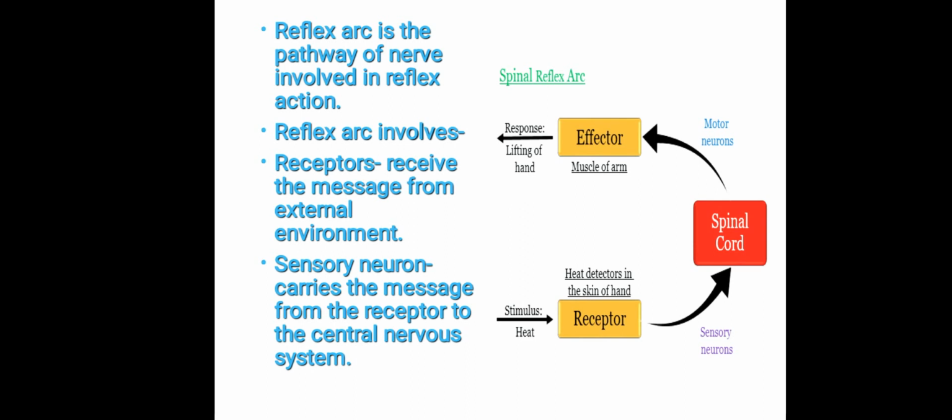So the first one in the reflex arc is the receptor, that is, it receives the message from the external environment. It can be either heat or cold, that is the stimulus. Next, after that, is the sensory neuron. The sensory neuron carries the message from the receptor to the CNS, that is the central nervous system.